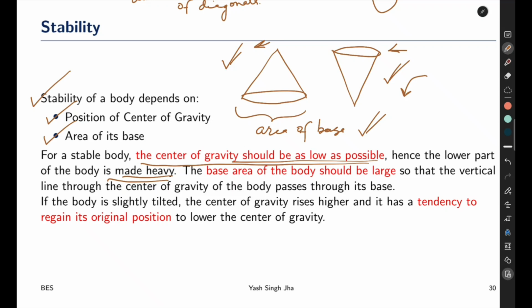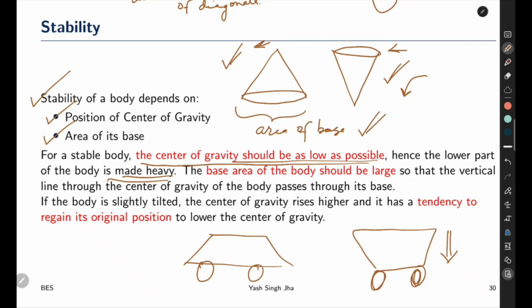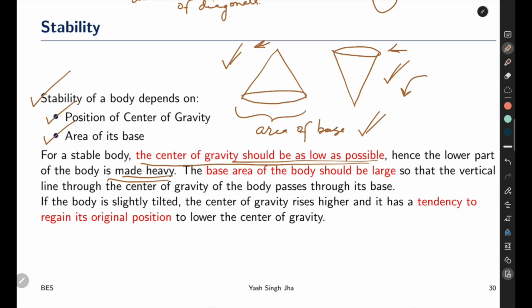In cars, why don't you make a car that looks like this? Because you want to make the center of gravity as low as possible. That's why the car is shaped like this. I hope this is clear. So for a stable body, the center of gravity should be as low as possible. Number two, the base area should be large.